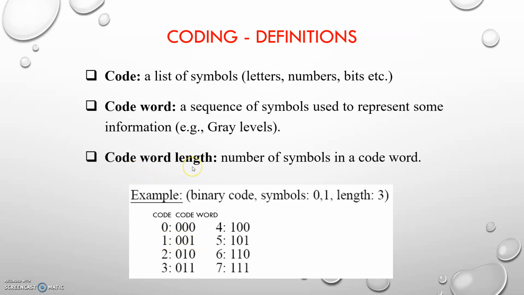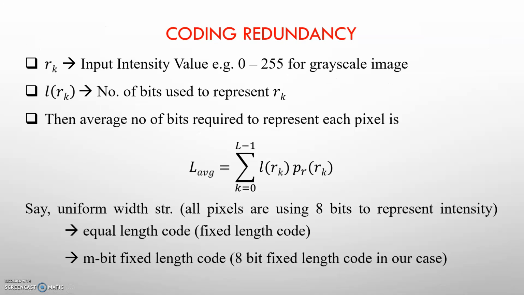And the code word length is nothing but the length of the code word. Like here it is 3. So here we are using a binary code which is written over here, in which the symbols are nothing but 0 or 1. So that is what we are using, and these are the code words, and the length is 3. So now we are going to start with coding redundancy.